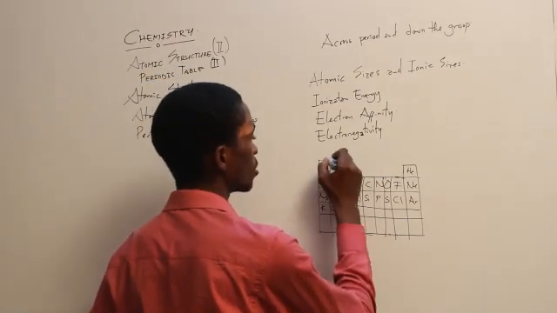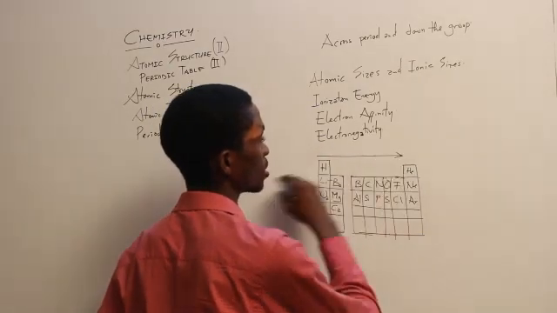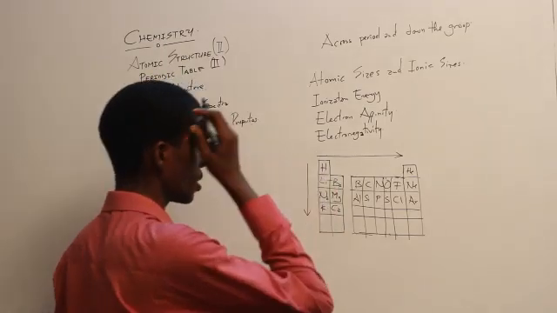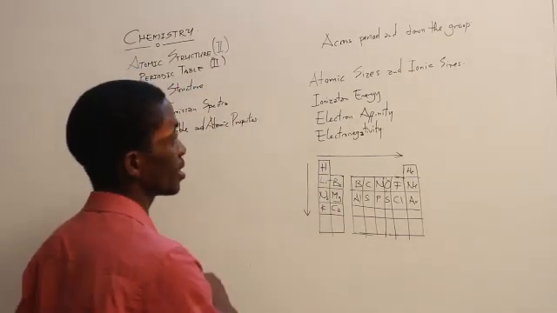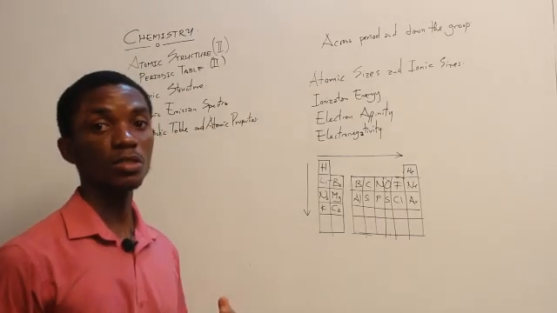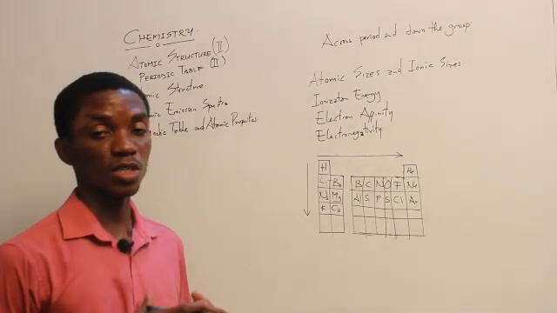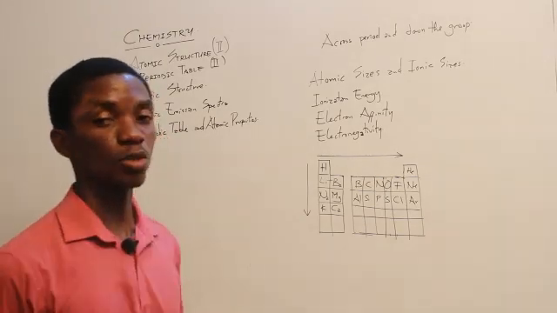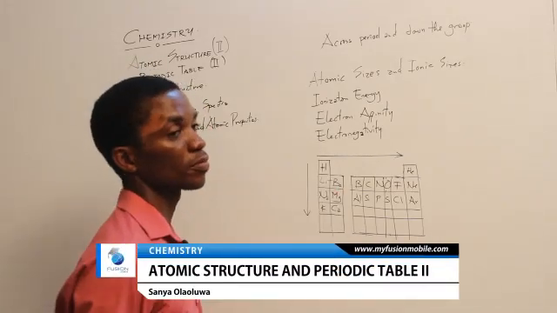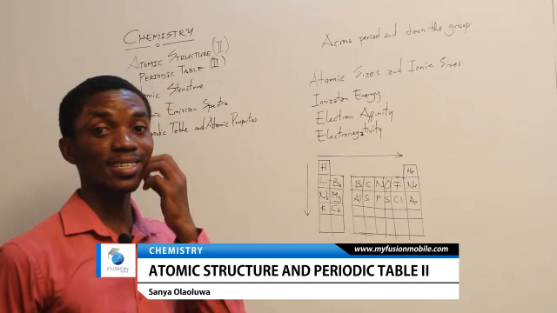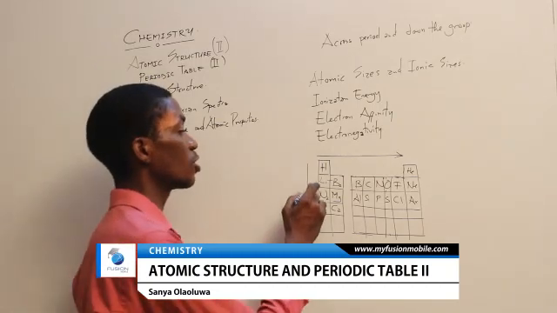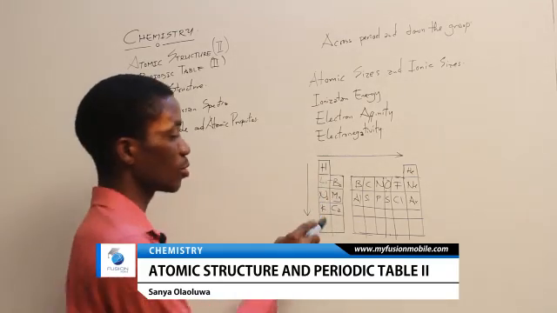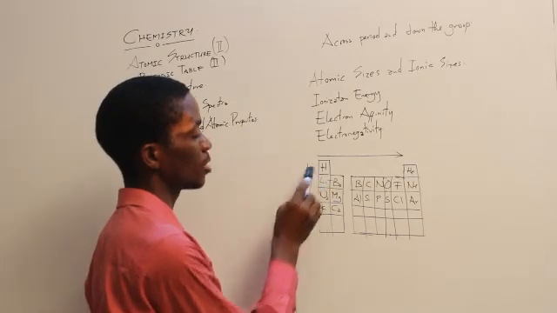When we talk about across the period, it means this direction, and when we say down the group, it means this direction. Now across the period, like I just explained, the atomic size is reducing because of the pull of the electrons and the protons. But down the group, the size is increasing. The size of lithium is higher than that of hydrogen, and it is less than that of sodium. That of sodium is less than potassium, and higher than lithium and hydrogen.